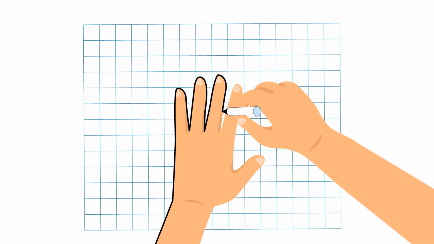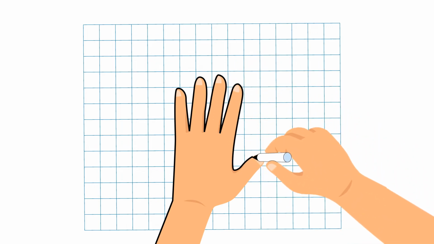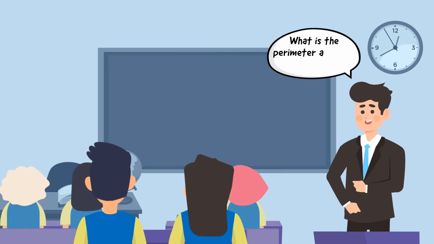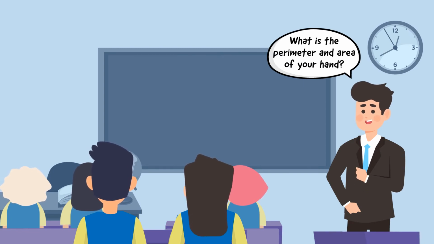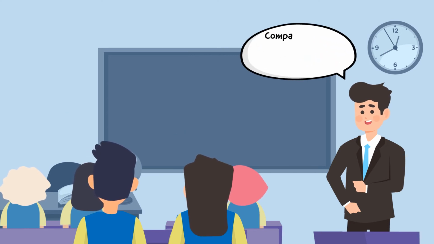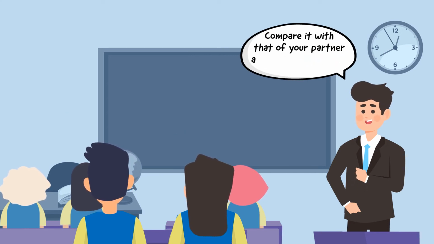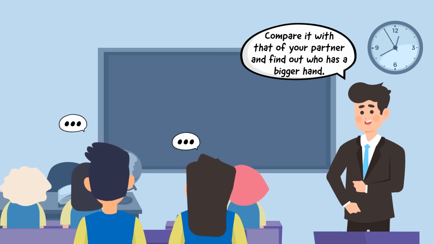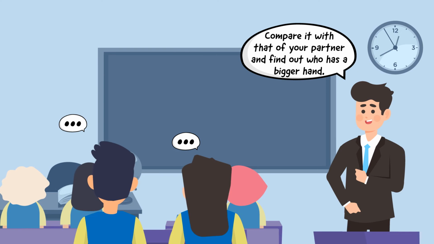Continue with the following inquiries to lead to a comparison by asking, what is the perimeter and area of your hand? Let the students respond. Ask them to compare it with that of their partner and find out who has a bigger hand. Accept all the relevant responses.